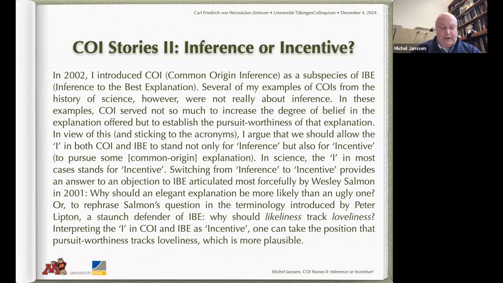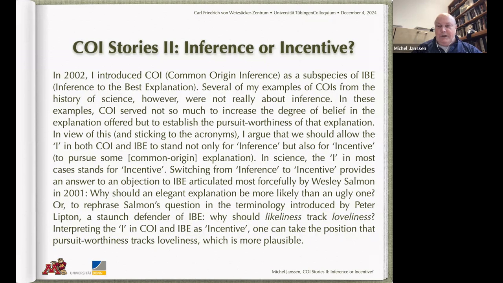I'll be talking about COI, which stands for Common Origin Inference, and IBE, which stands for Inference to the Best Explanation. I hope you all had a chance to read my abstract, but let me begin by giving you a simple example of a COI from everyday life. Imagine that you're trying to park your car in an already pretty full parking lot, but right near the entrance you see an open spot. Are you going to rush over there? No, of course not. You're going to assume that's a handicap spot.